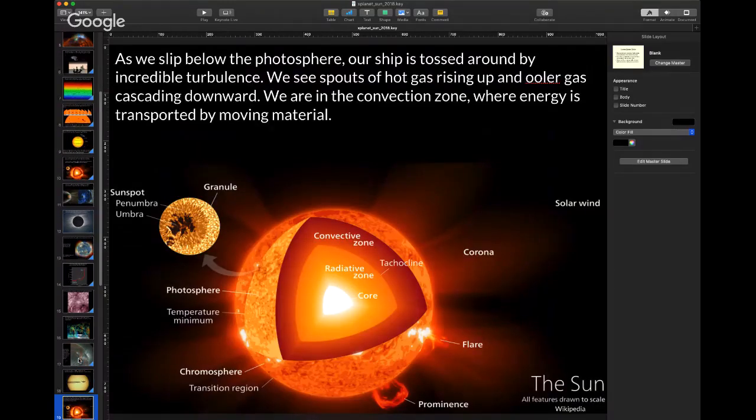And as we slip below the temperature minimum of the photosphere, we find that our spaceship is tossed around by incredible turbulence, convection. We see spouts of hot gas rising up and cooler gas cascading downwards. So we are in the convection zone, where energy is transported by moving material. This is something we covered in week 3.